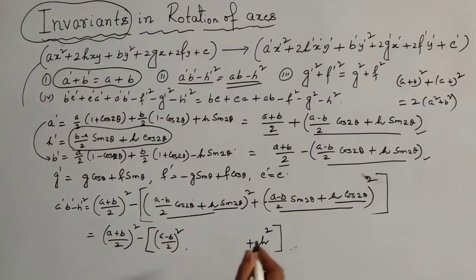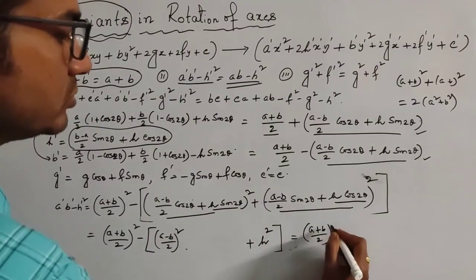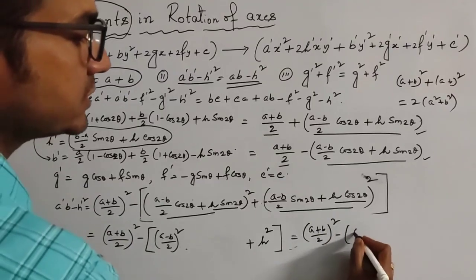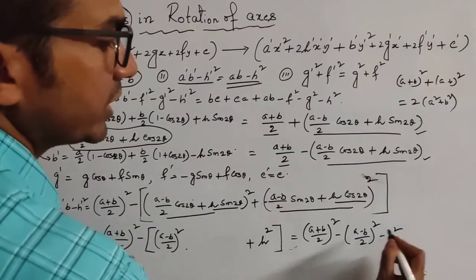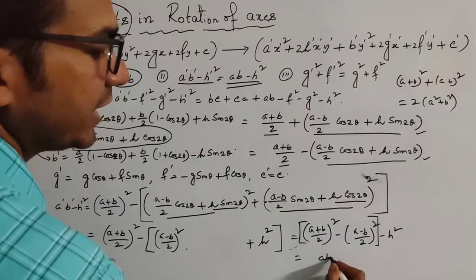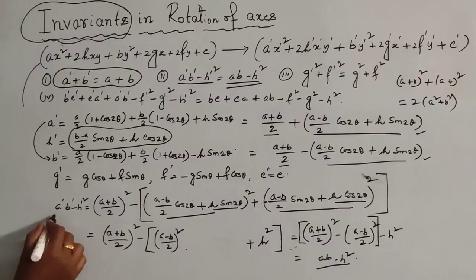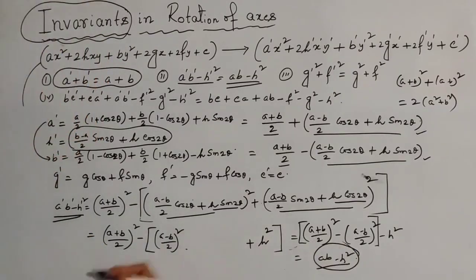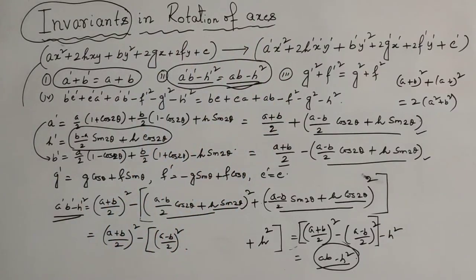Okay, so ((a plus b) by 2) square minus ((a minus b) by 2) square minus h square, and this is also a formula of ab minus h square. So we get a dash b dash minus h dash square is equal to ab minus h square. So we prove ab minus h square is also invariant.